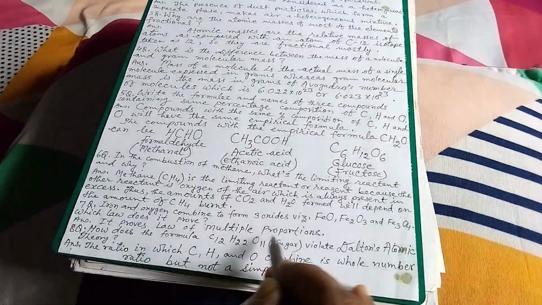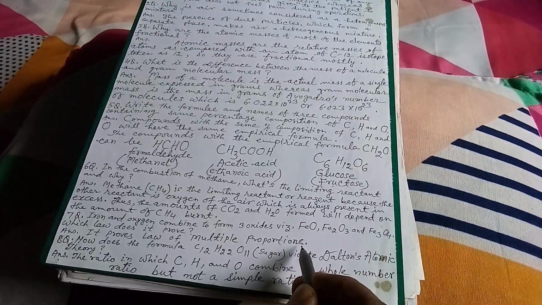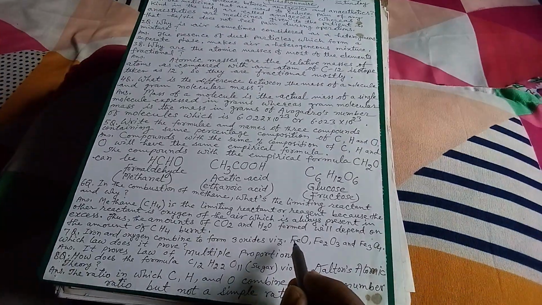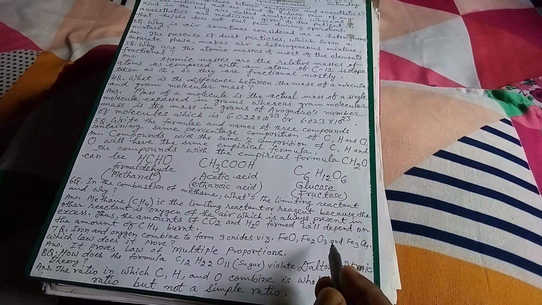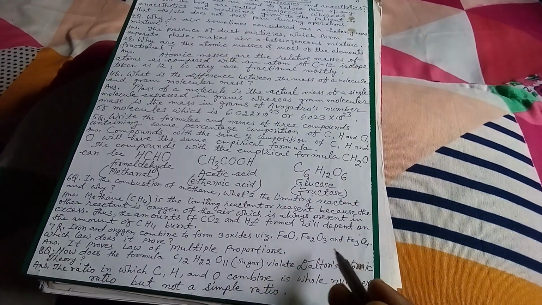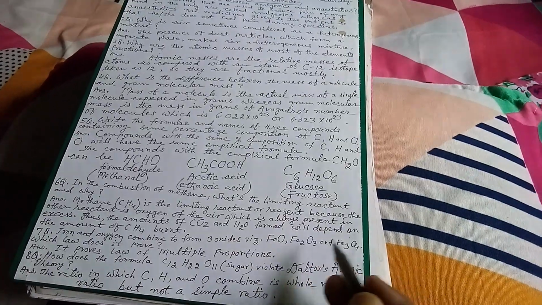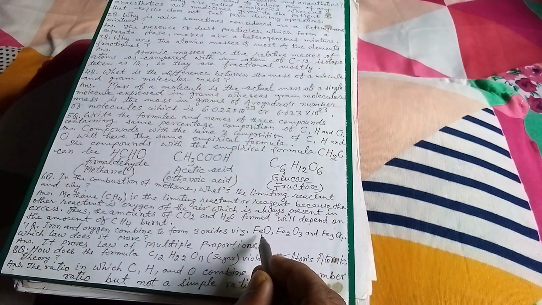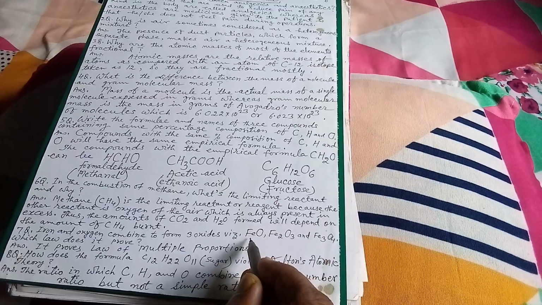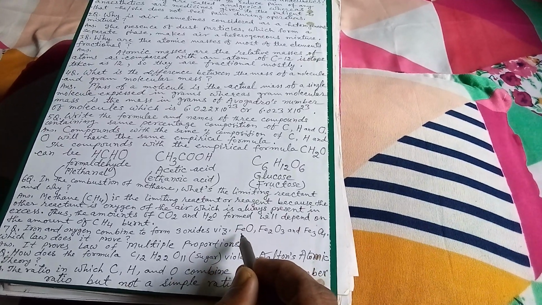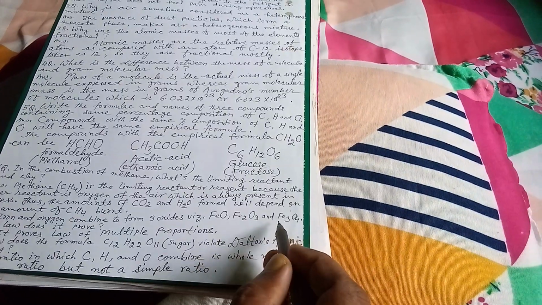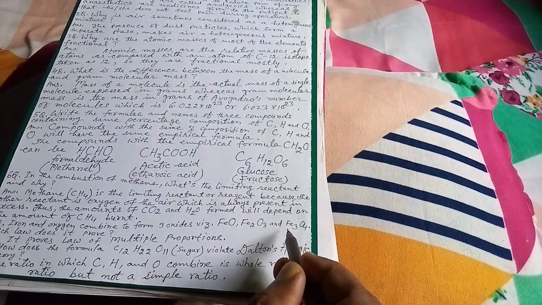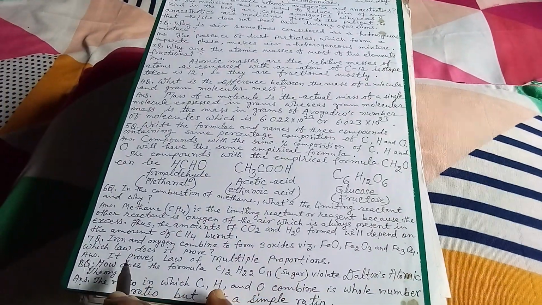It proves the law of multiple proportions. That means the same elements are combining in different proportions, multiple proportions. 1, 2, 3. In the first case, in FeO, there is 1 atom of iron. In the second, Fe2O3, 2 atoms. And in the third, it is 3 atoms.